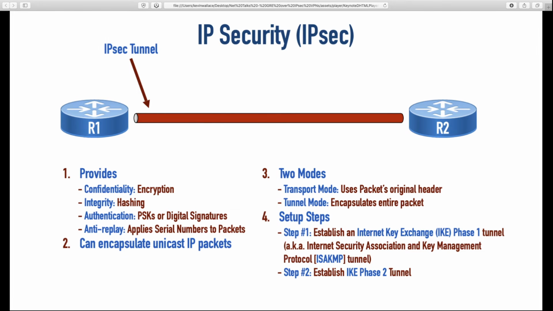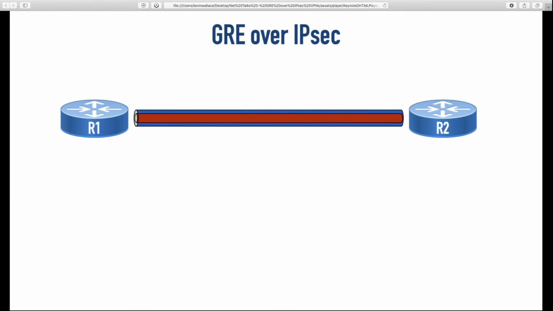What if we combine the two? Follow me on this. What if I took everything? I don't care if it's unicast, multicast, broadcast, AppleTalk, IPX, it doesn't matter. DECnet, whatever we're sending, we're going to encapsulate that inside of a GRE tunnel, which takes everything. When we encapsulate it inside of a GRE packet, think about this for a second.